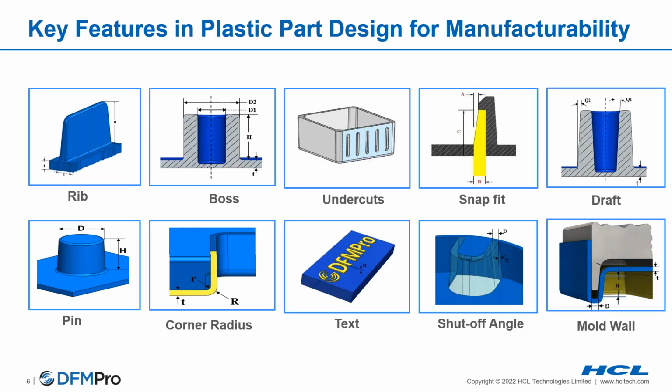Now let's see some key features in plastic part design for manufacturability. Ribs, bosses, undercuts, snap fits, pins, corner radius, text, shutoff angle, and mold wall thickness are the key features of a plastic part design. Let's begin with some of the guidelines and their details.